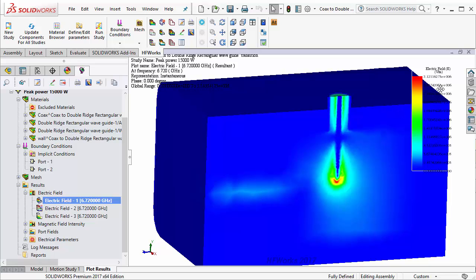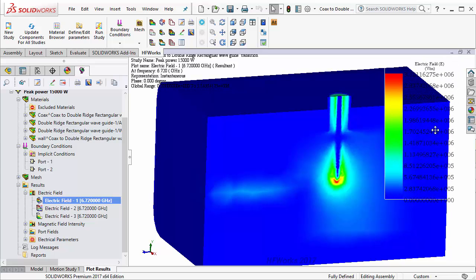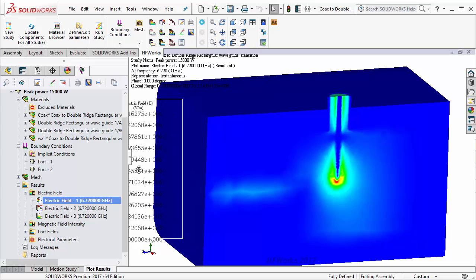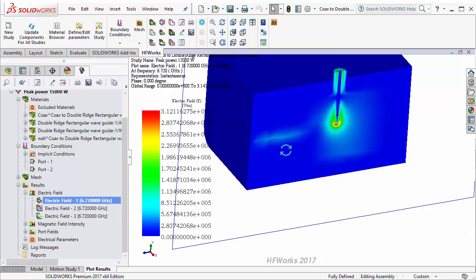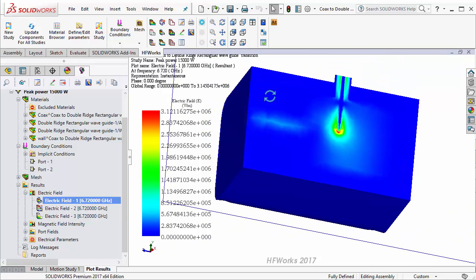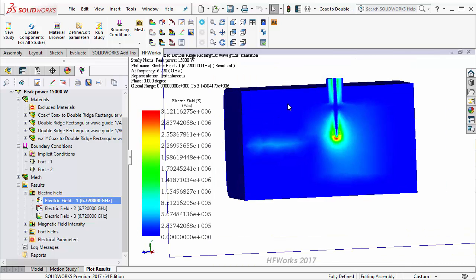Now when you take a look at this electric field, you notice straight away that these red areas, the hot spots, let me expand this, this red is really close to about 3.1e6 volts per meter, and for air the dielectric breakdown is 3e6 volts per meter. You know straight away that some kind of breakdown is going to occur when this particular structure is excited at peak power.